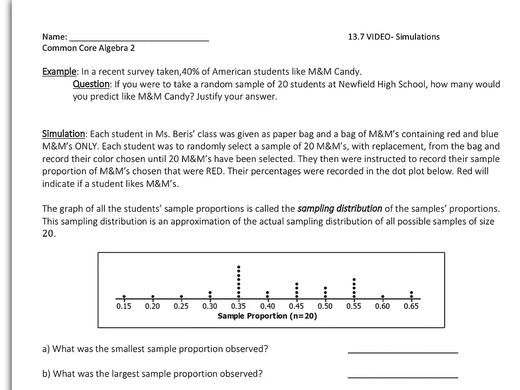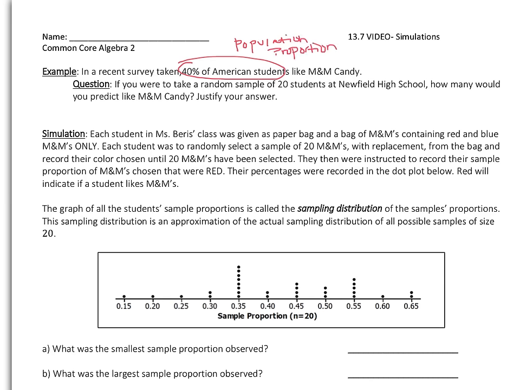Hi everyone, in today's lesson we're going to talk about simulations. So let's look at the first example. In a recent survey taken, 40% of American students like M&M candy. So this 40% of American students is your population proportion. So let's write that down. Population proportion.